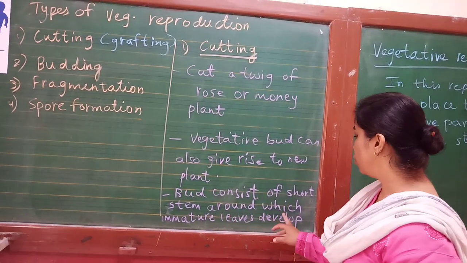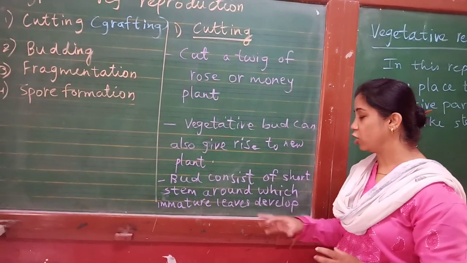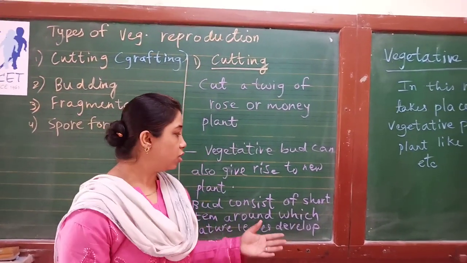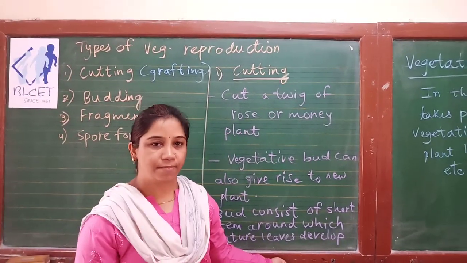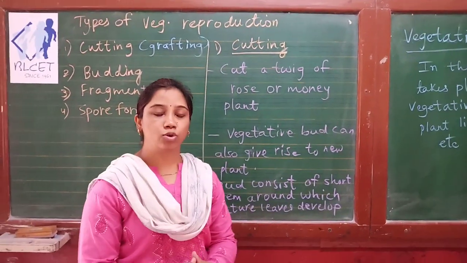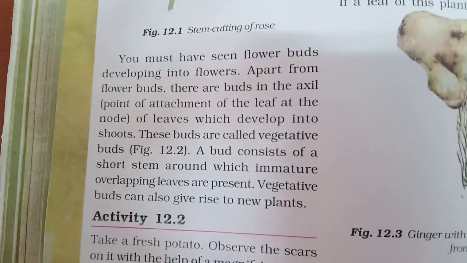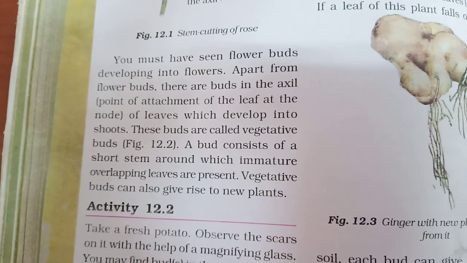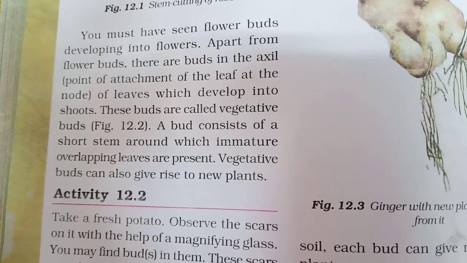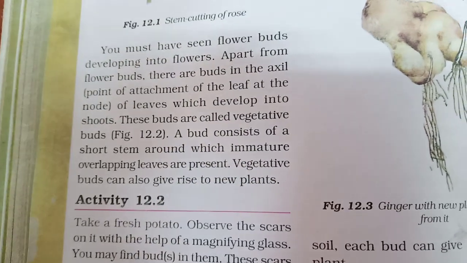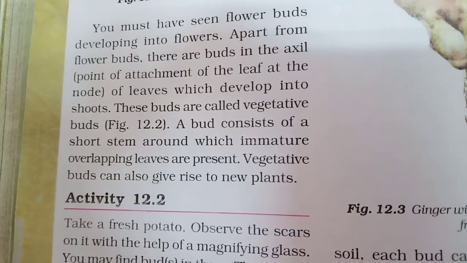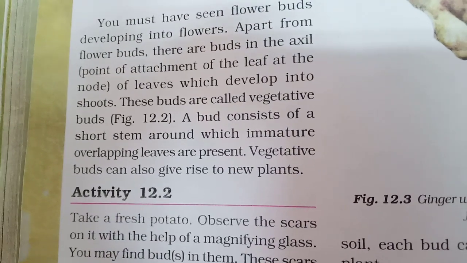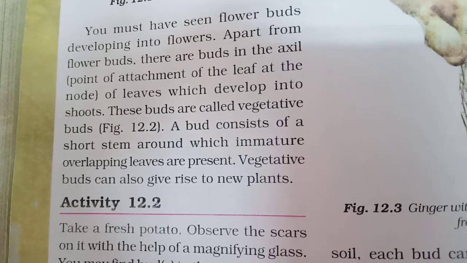A bud consists of a small short stem around which immature leaves develop, and from that also a new plant may arise. Okay, and these buds are also known as axillary buds. Children, you may have seen flower buds developing into flowers. Apart from flower buds, these buds in the axil, the point of attachment of the leaf at the node, will develop into shoots. These buds are called vegetative buds. A bud consists of a short stem around which immature overlapping leaves are present.